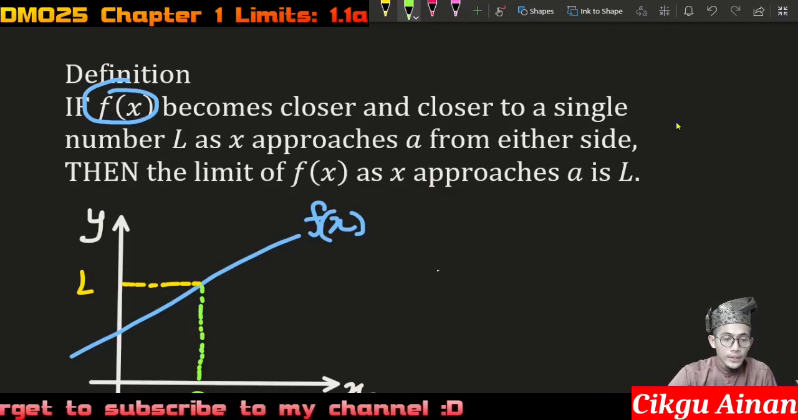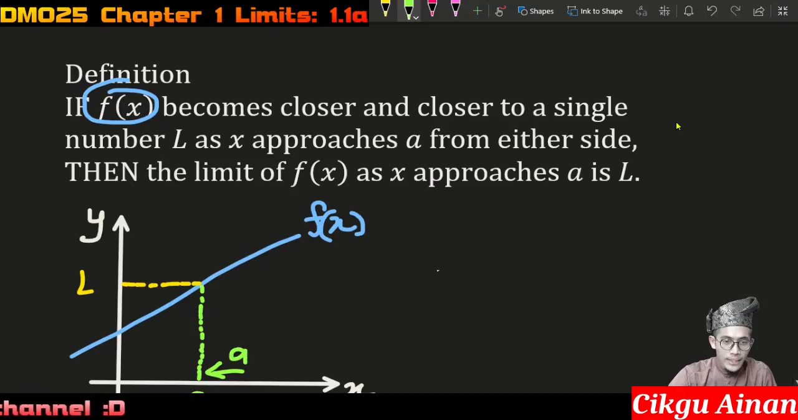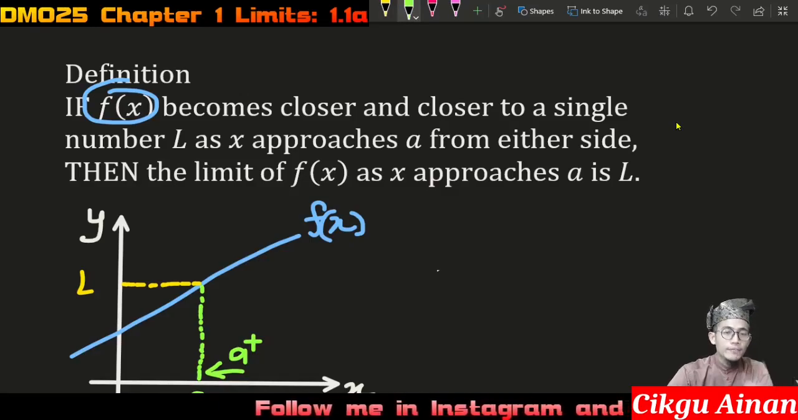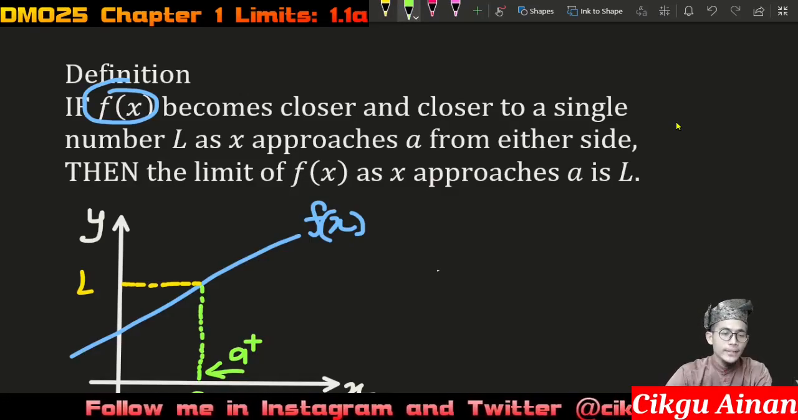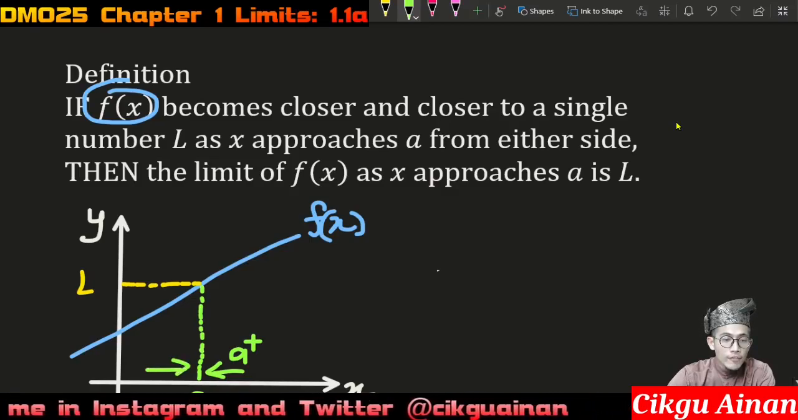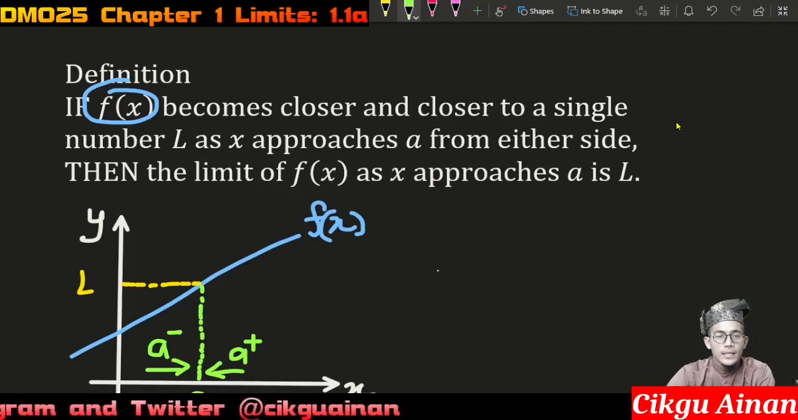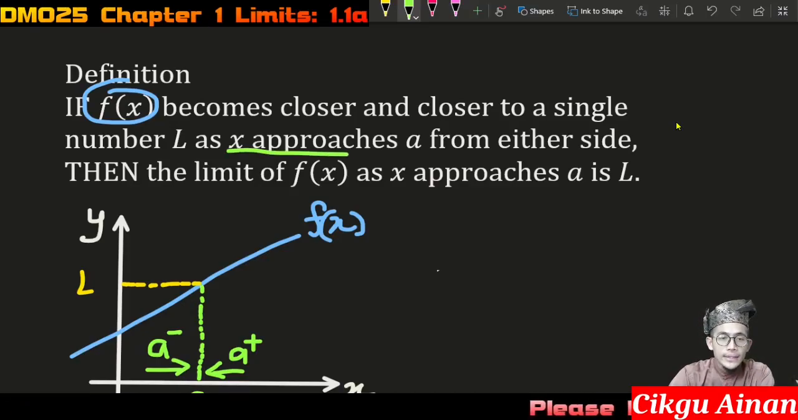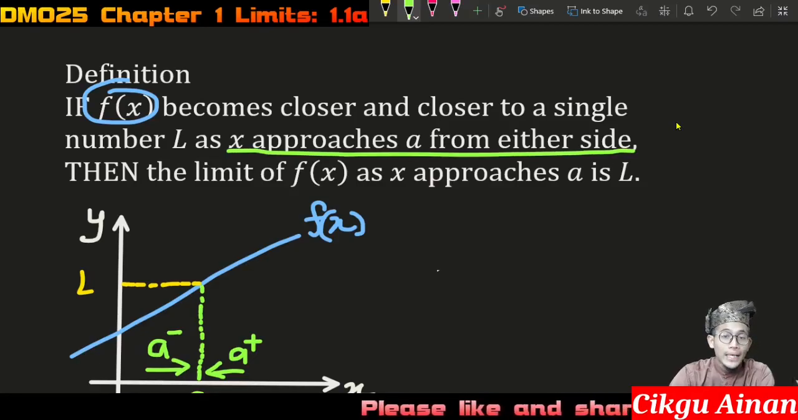When x gets closer to a from the right hand side, in limits, we write it like this. This does not mean that a is positive. It means a from the right, or a from the left. So there are two kinds of sides. x approaches a from the right hand side or from the left hand side, as written over here. x approaches a from either side.